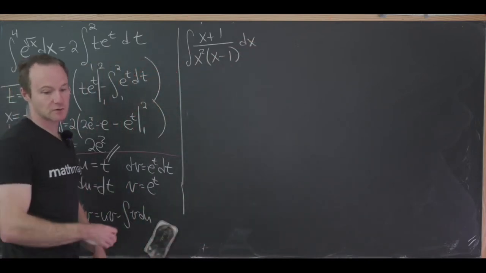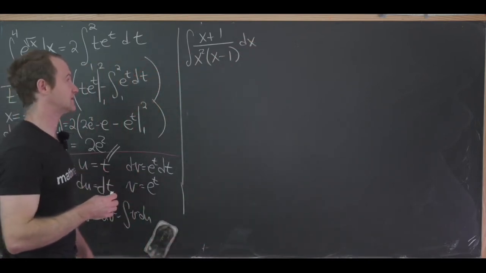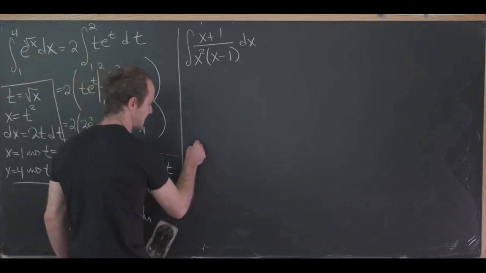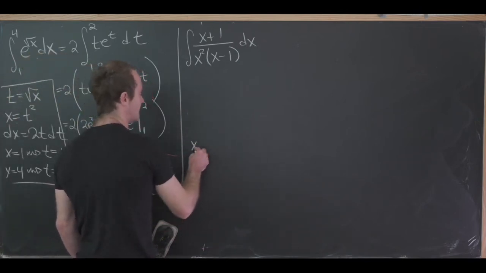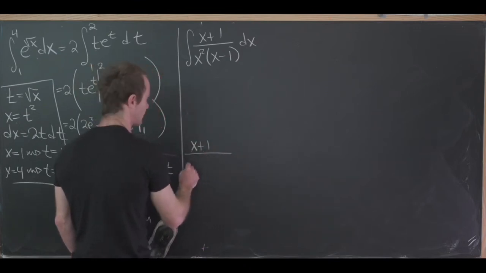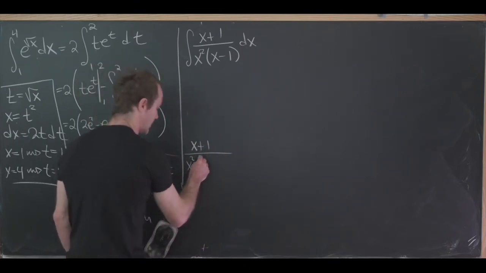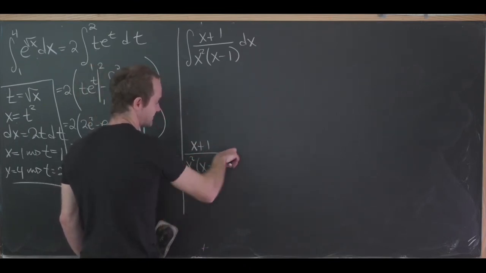Okay, so let's do our partial fraction decomposition calculation off to the side. We'll just do it down here. We have x plus 1 over x squared times x minus 1.